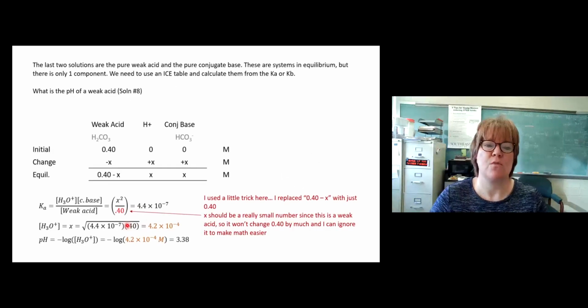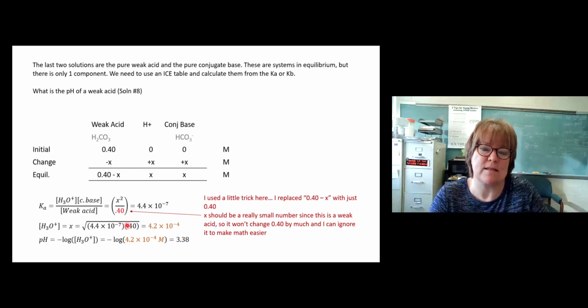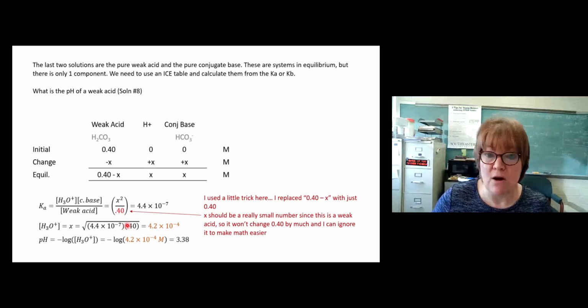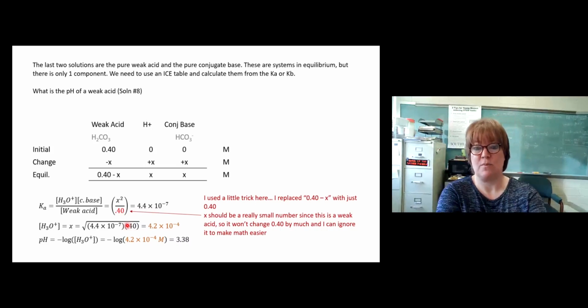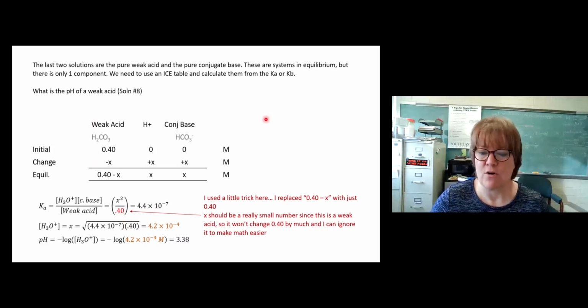Okay, so the last two solutions are the pure weak acid and the pure conjugate base. For these, there's one component, but it's an equilibrium system. It's no longer a strong acid. It's a weak acid or a weak base. So we need to make an ICE table and calculate what the concentrations would be from the Ka or the Kb value.